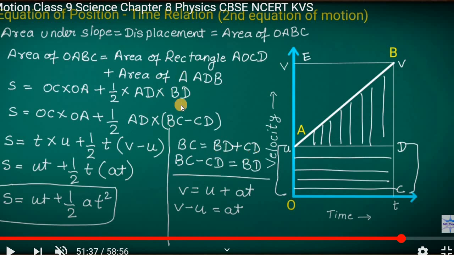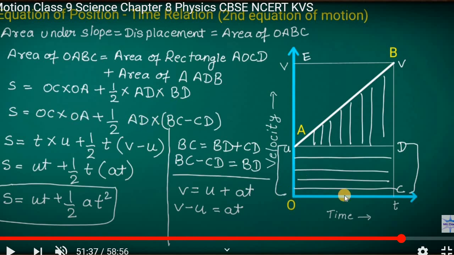Here we require the value of BD. So we can write that BD is equal to, this thing comes over here so it becomes a minus, BC minus CD is equal to BD. Now we write this equation as it is, but instead of writing BD, we keep the value of BD, that is BC minus CD. Here this is OC into OA plus 1 half as it is, AD as it is, but instead of BD we add this value, BC minus CD.